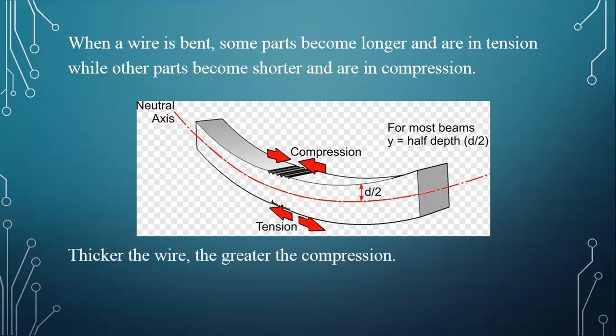So there is a piece of information: the thicker the wire, the greater the compression. If the wire is thick, the compression will be greater, and if the wire is thin, then the compression would be smaller. So the thicker the wire, the greater would be the compression that is produced in the wire.